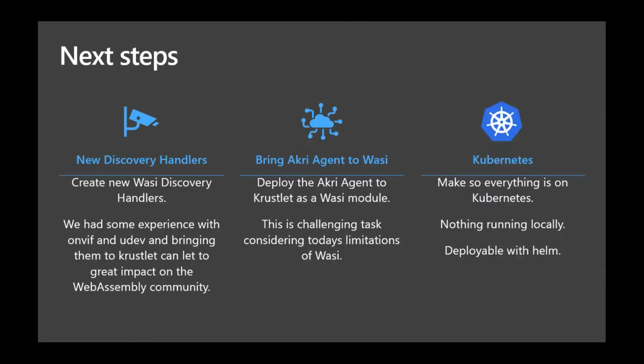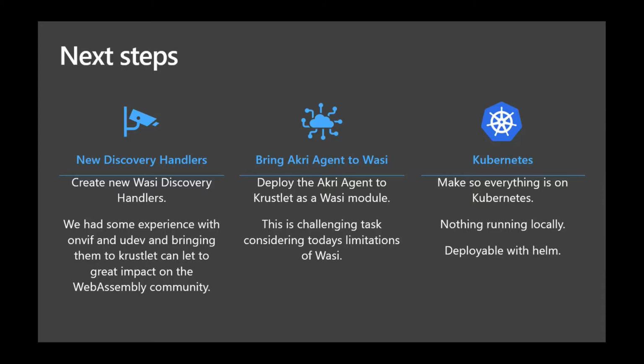So yeah, now let's conclude with some next steps. The first and more immediate one will be the creation of new discovery handlers. For this demo, we have used debug echo. But since debug echo uses fake devices, we really need to create a new discovery handler that correctly discovers proper devices on the network or on the machines. We have some experience with ONVIF and udev, and both of them seem doable in the WebAssembly environment. And then this can create a real high impact on the WebAssembly community.